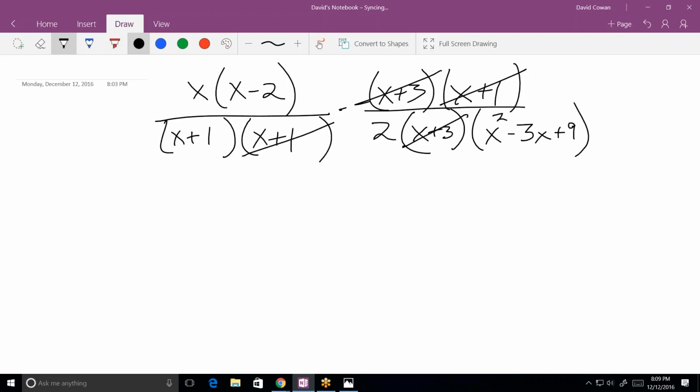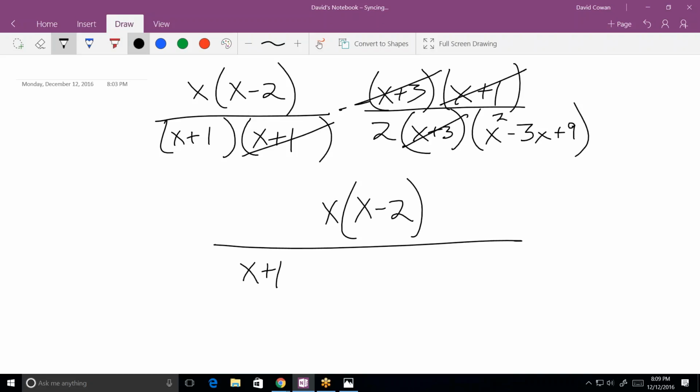and what am I left with? I'm left with, and let's leave it factored, the only thing left in the numerator is that. What's left in the denominator is this x plus 1 and a 2 from this 2 and this quadratic, x squared minus 3x plus 9. And that's as far as I can go. I cannot cancel anything else out.